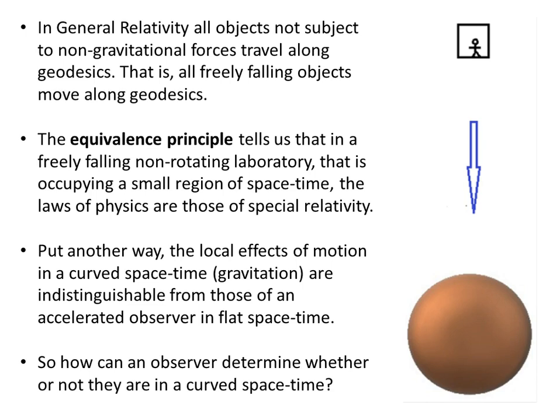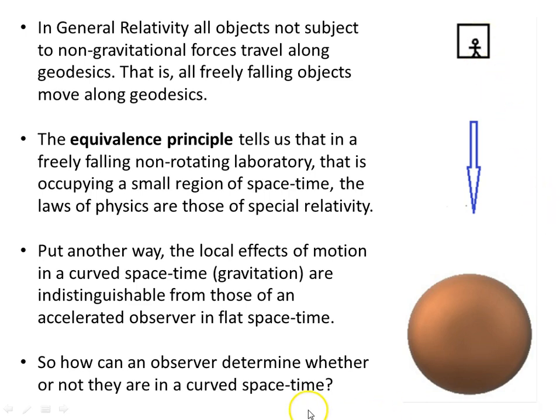The equivalence principle tells us that in a freely falling, non-rotating laboratory that is occupying a small region of space-time, the laws of physics are those of special relativity. Put another way, the local effects of motion in curved space-time are indistinguishable from those of an accelerated observer in flat space-time. So an observer in their laboratory can't tell the difference between the acceleration due to a gravitational field, or if their laboratory is being accelerated in a flat space-time where there's no gravitational field.